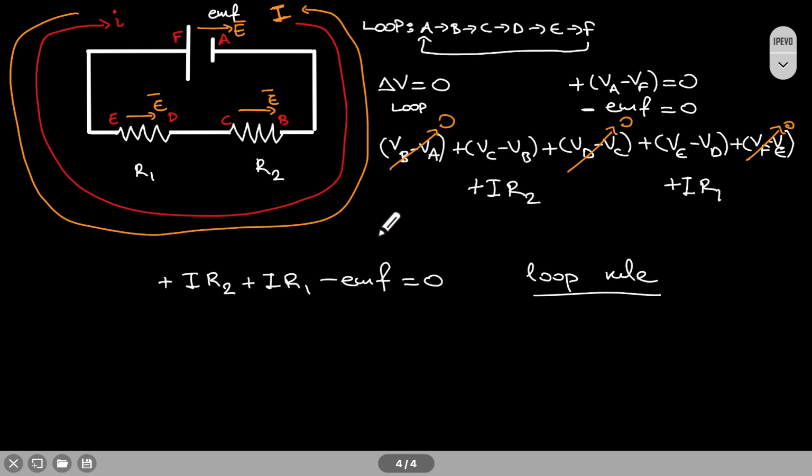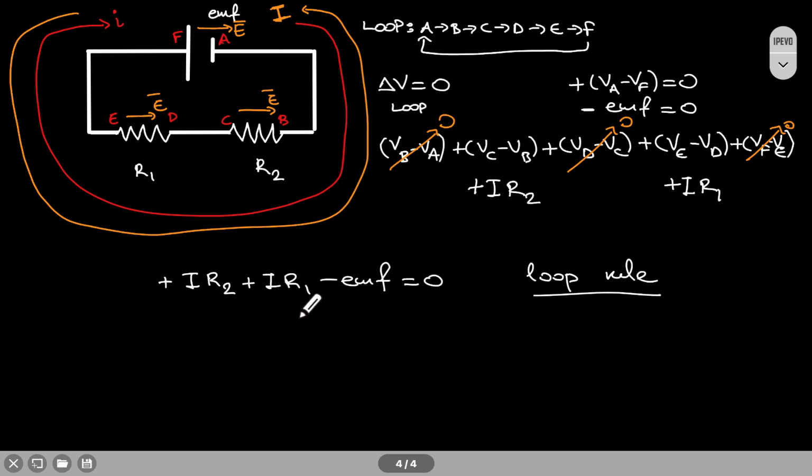Now, if you happen to choose a loop where you don't go clockwise but you go counterclockwise, you would have gotten minus IR2 minus IR1 plus EMF equals 0. But at the end of the day, you get really the same equation. So what direction you choose for your loop doesn't really make a difference. I don't have any suggestions. Choose whatever you want. You do need to specify what your loop is.